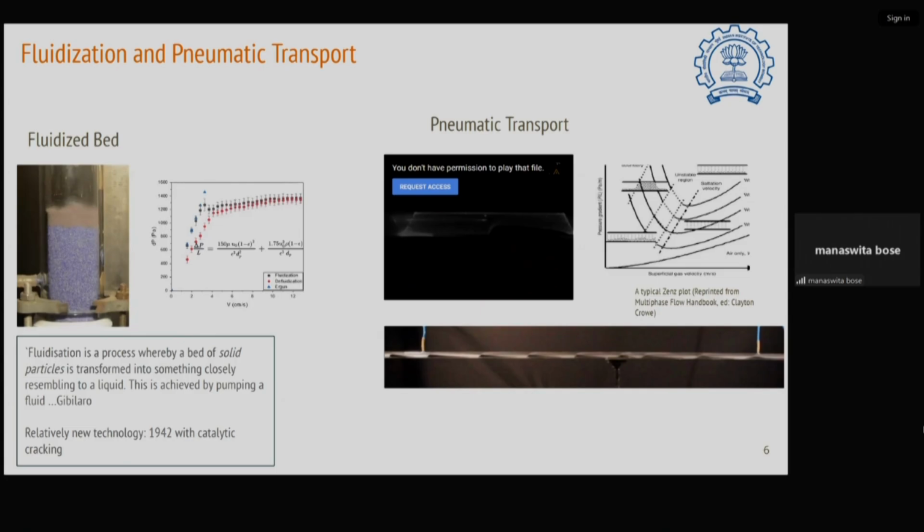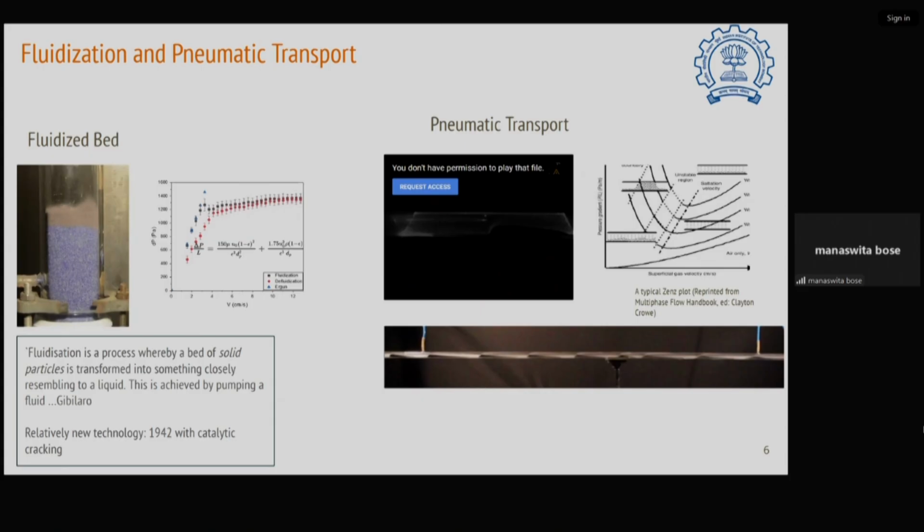And what does it have to do with fluidization? At this point, where the pressure drop starts becoming constant, the buoyant weight of the bed per unit area gets equal to the pressure drop across the bed. And that point is known as the minimum fluidization velocity, at whatever velocity that happens.